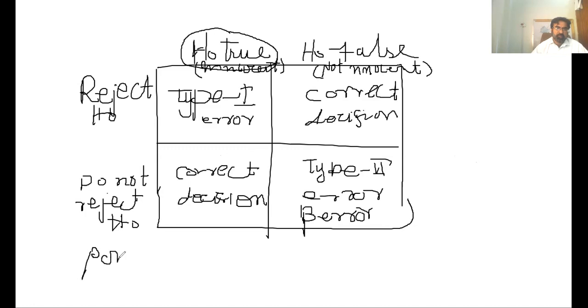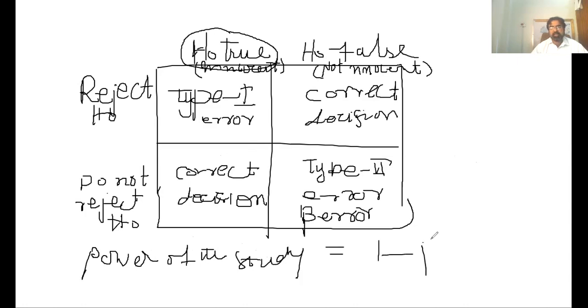Power of the study or test, which is equal to 1 minus beta error. 1 minus beta error is usually 0.8 by default, or 0.90, or you may decrease it as well.